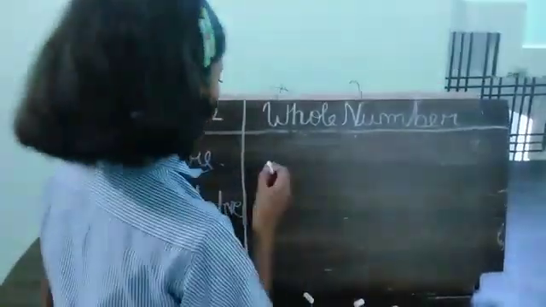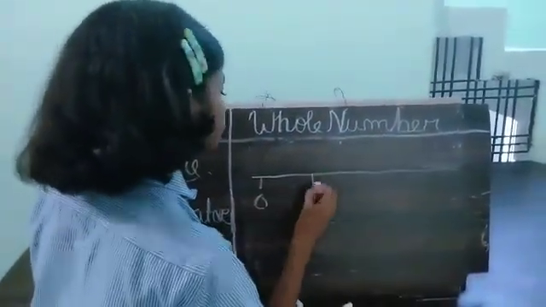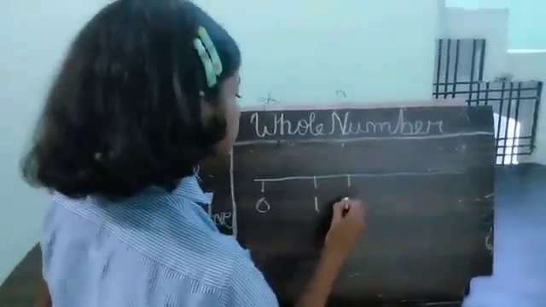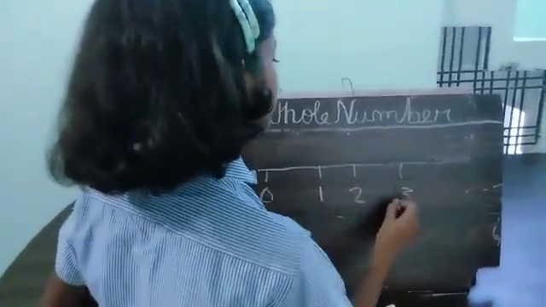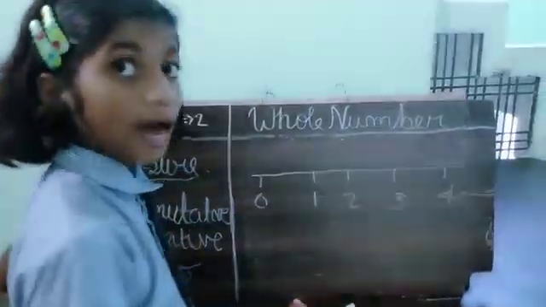Now, second, whole number. What is a whole number? The number together with 0, or counted and started with 0, is called whole numbers. Now, I will draw the whole number line. 0, 1, 2, 3, 4, etc. are whole numbers.